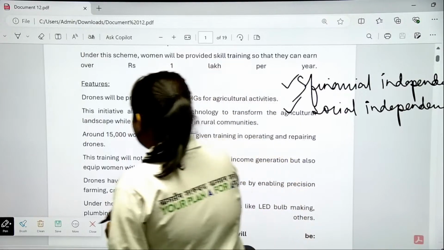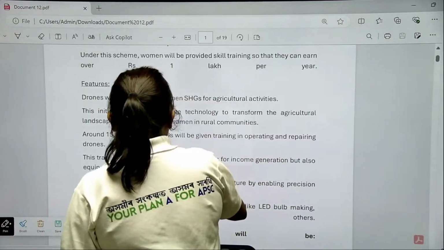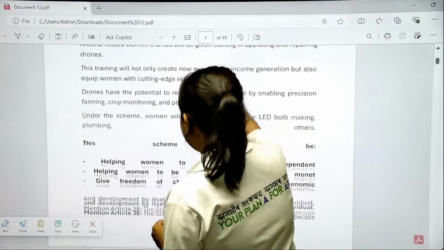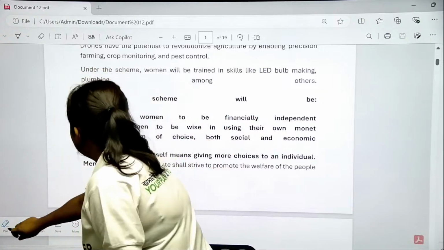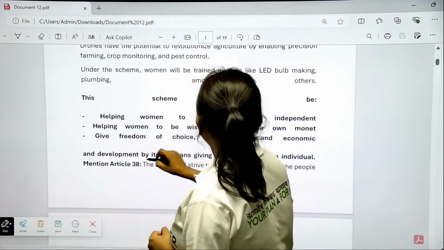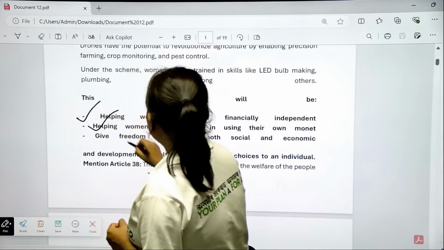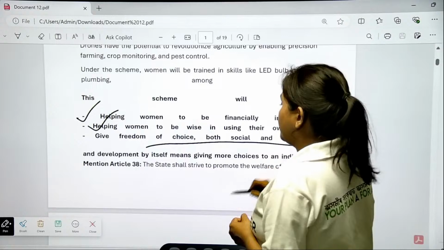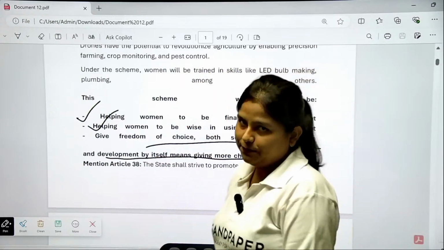So these are the things we had to write, and I noticed that many students wrote them. So the scheme will be helping women to be financially independent, helping women to be wise in using their own monetary independence, and give freedom of choice, both social and economic. And development by itself means giving more choices to an individual.